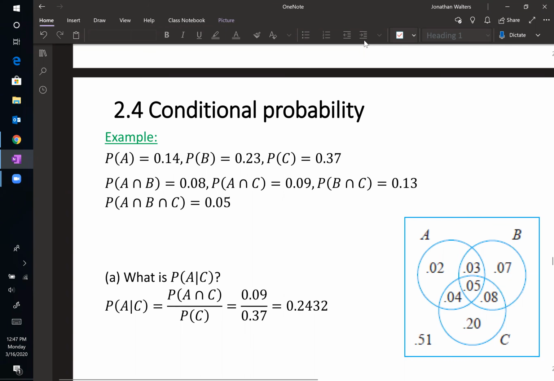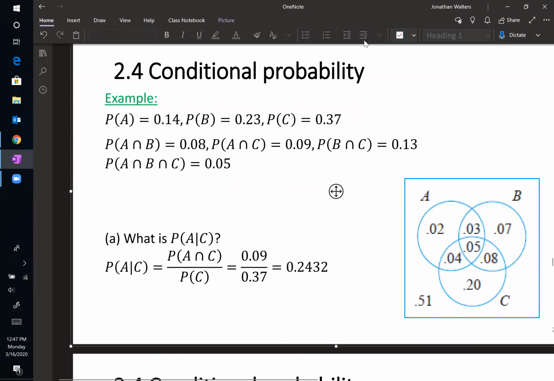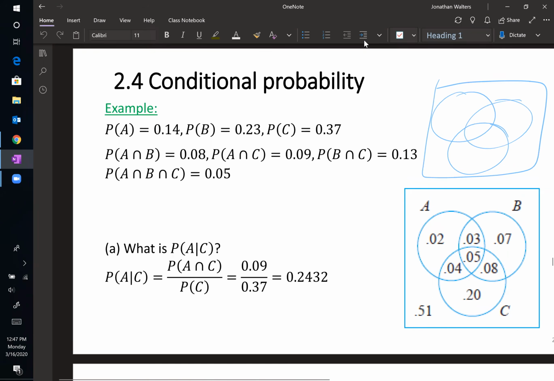So let's say you weren't given the whole chart right here. I gave you the whole Venn diagram filled in individually. How would you fill in this Venn diagram if you didn't know everything already? Say you just had A, B, and C. What you would do is you would start at the intersection of all of them and you would put 0.05 right there, and draw A, B, and C.